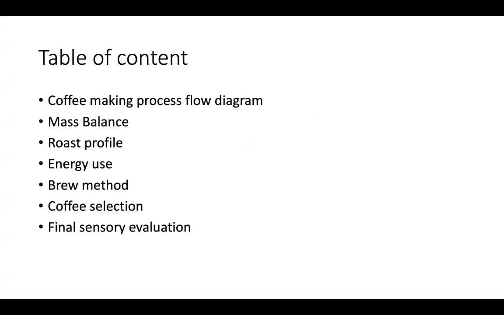First, I'll go over the table of contents for this presentation. We're going to go over the process flow diagram, and then we're going to move on to mass balance equations, the roast profile that we used, the energy used during roasting and brewing, the brew method, the coffee selection, and then the final sensory evaluation.